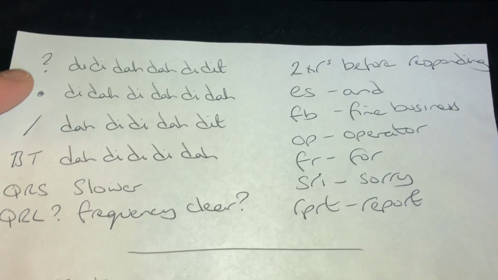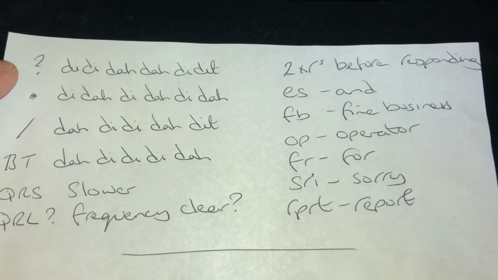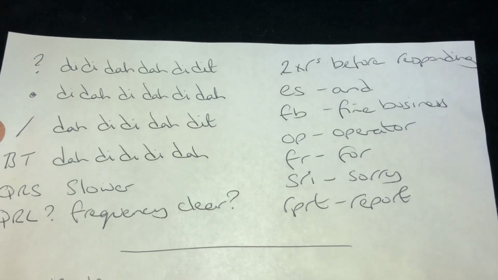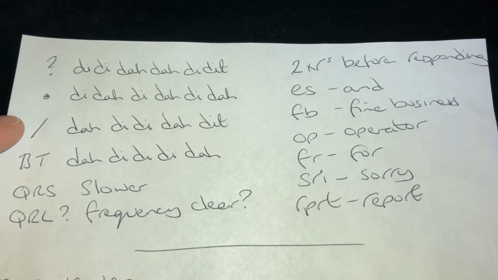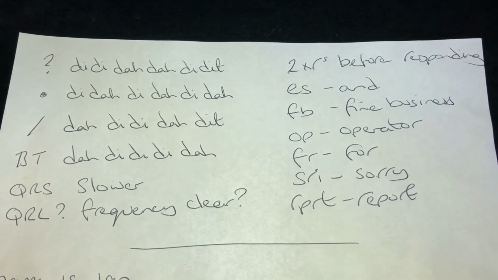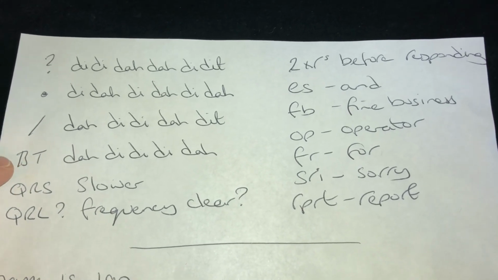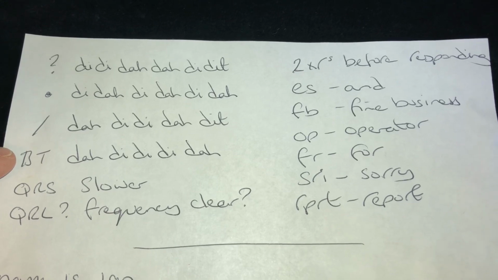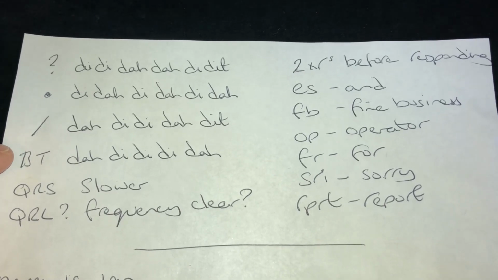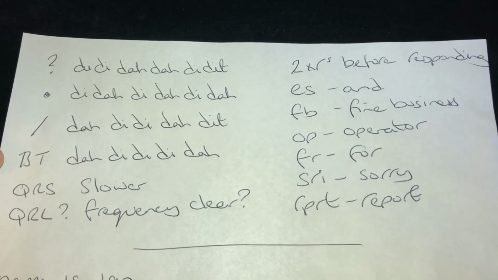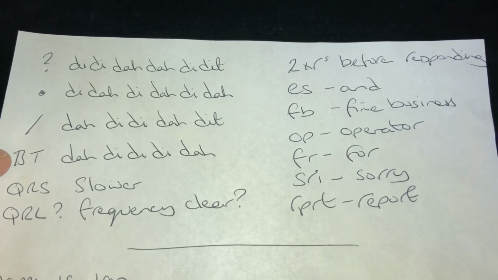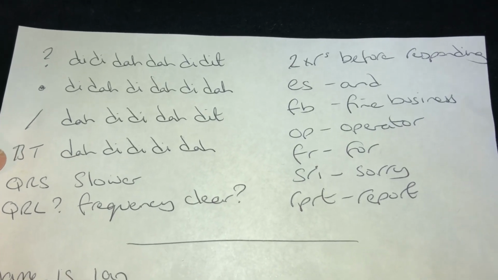Some of the more common things: question mark, di di da da di dit. A slash if you're working someone, stroke P, or you are. BT, this is a break term. So in the middle of a conversation, you might break up the sentences. You might give someone your name and so on, and then talk about your station. So you might use da di di di da, just to break it up a bit.